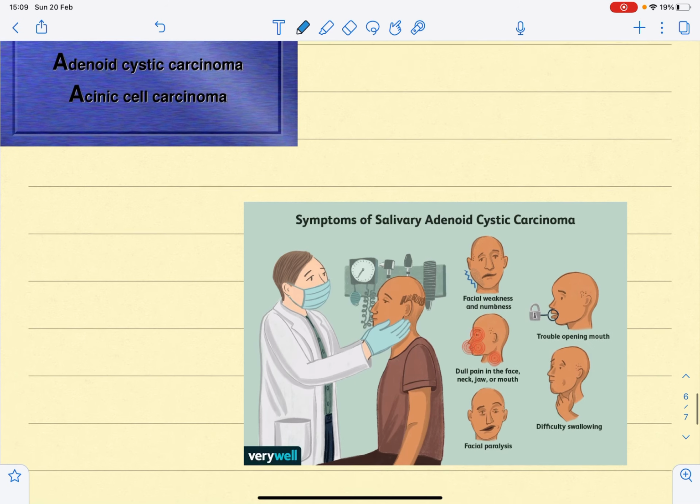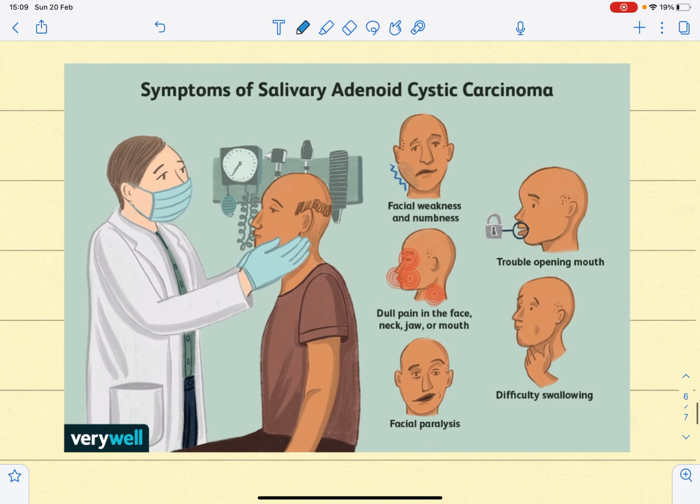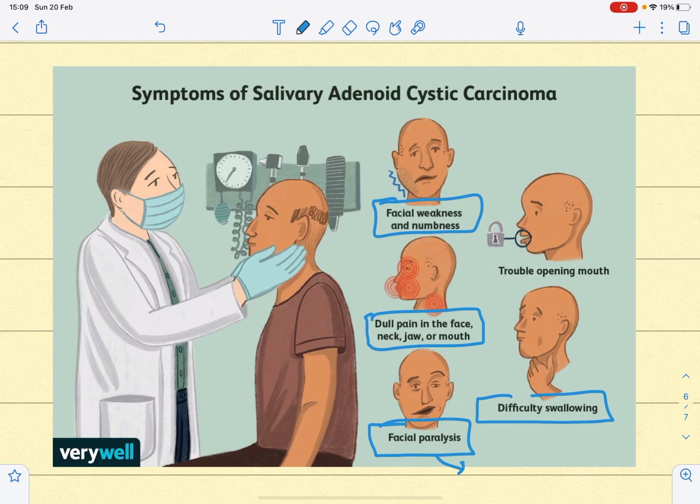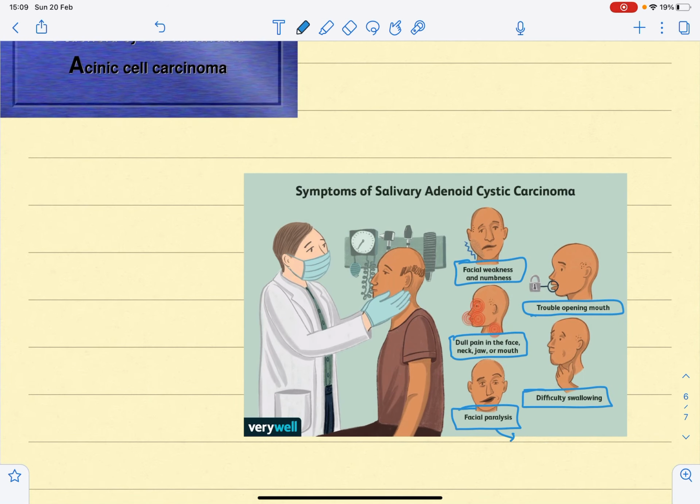And the other symptoms to look out for in salivary adenoid cystic carcinoma: you can have facial weakness and numbness, dull pain in the face, facial paralysis due to the facial nerve palsy, difficulty swallowing, dysphagia, and trouble opening the mouth.